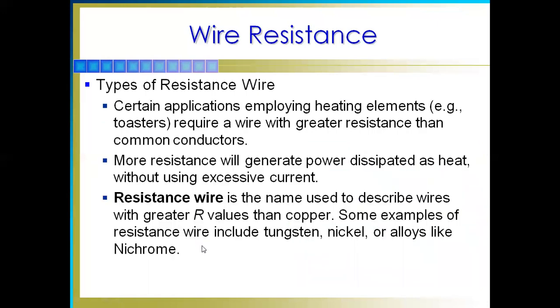Now, the types of resistance wire. Certain applications employing heating elements, for example a toaster, require a wire with greater resistance than common conductors. More resistance will generate power dissipated as heat without using excessive current. Resistance wire is the name used to describe wires with greater resistance values than copper. Some examples of resistance wire include tungsten, nickel, or alloys like nichrome.